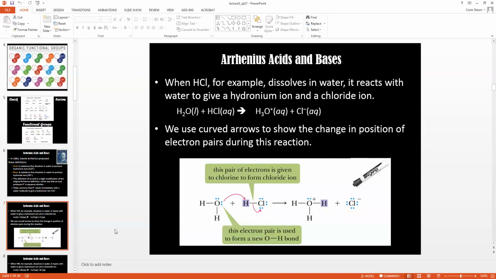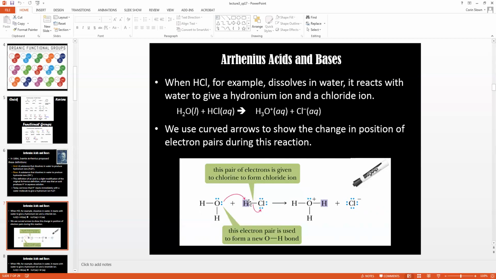So let's take a look at an example. If we're looking at HCl, and we know that it dissolves in water and it's going to react, we want to be able to think about how we can draw arrows to show the change in the position of the electron pairs, or practice drawing a mechanism. The lone pair on the oxygen, the most electronegative atom of the water molecule, is going to react with the hydrogen of the HCl because it's the least electronegative. So that's that delta negative reacting with a delta positive that we talked about in class.